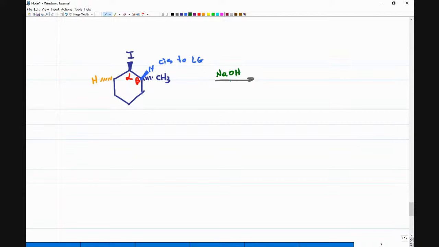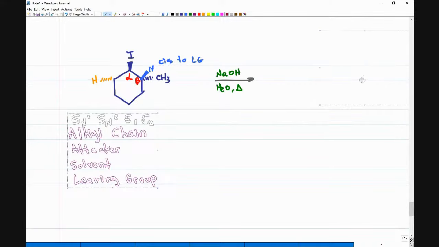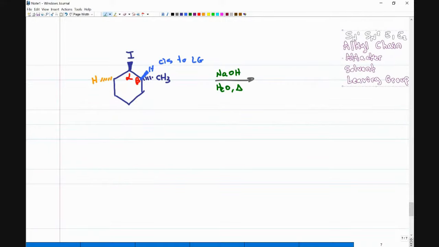Let's go with NaOH, H2O, and heat. And just to show you on the checklist why it works, we have the alkyl chain. Doesn't tell me much for the alpha. The beta just helped me figure out where to go.